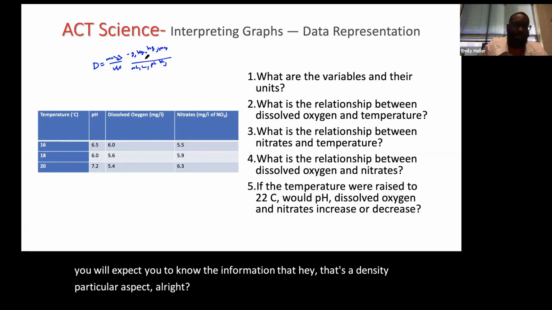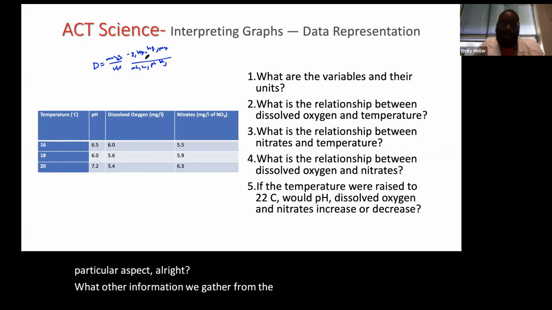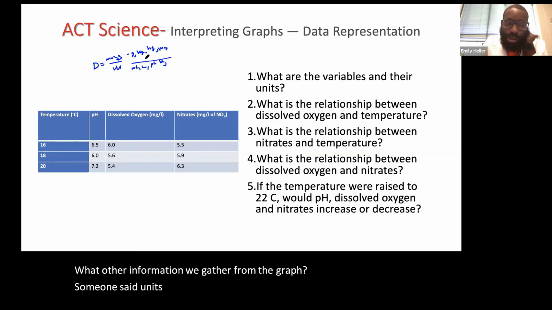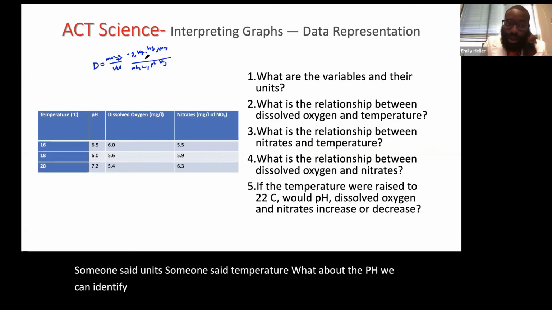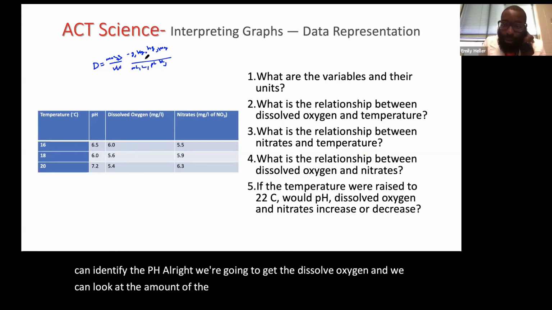What other information can we gather from the graph? Someone said units, someone said temperature. What about the pH? We can identify the pH. We can look at the dissolved oxygen and we can look at the amount of the nitrates. Agree or disagree?